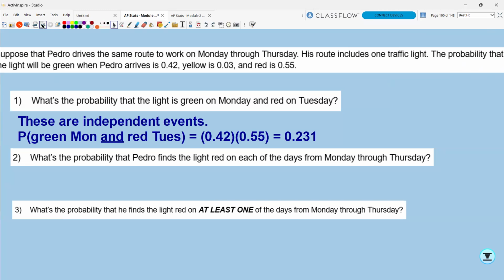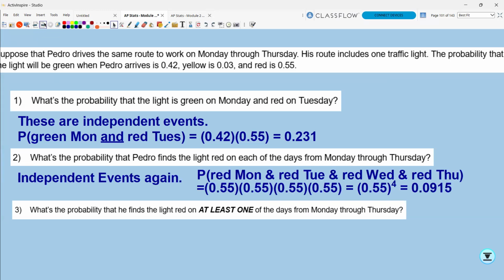Question 2, what's the probability that Pedro finds the light red on each of the days from Monday through Thursday? So again, they're all independent. So probability of red is going to be 0.55 times 0.55 times 0.55 times 0.55. You can use an exponent if it's easier. 0.55 to the fourth power will get you the same answer, which is about 0.0915.